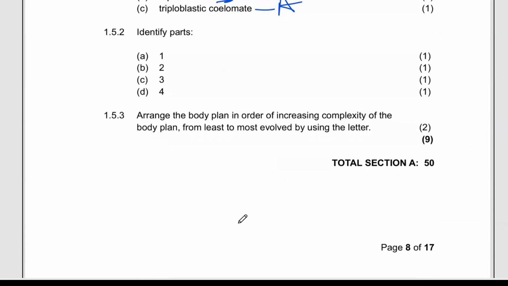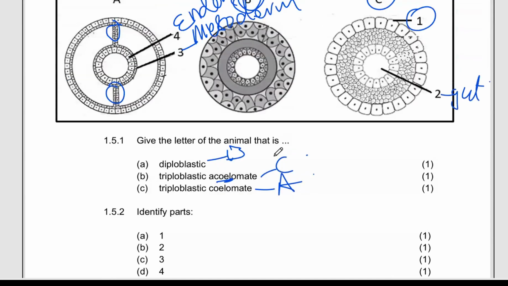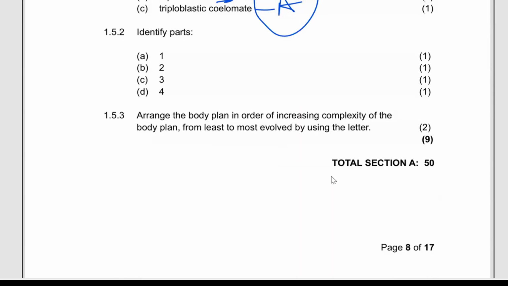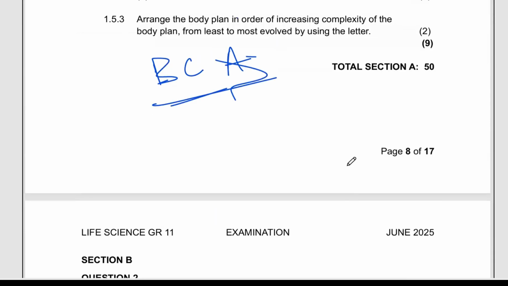Arrange the body plan in order of increasing complexity of body plan, from the least to the most evolved, by using the letters. So from the list, I'm going to start with B, I go to C, I go to A. The way they are arranged here is the same way it's supposed to be written there. So it is going to be B, C, then A, meaning that A is the most advanced and B is the least advanced.